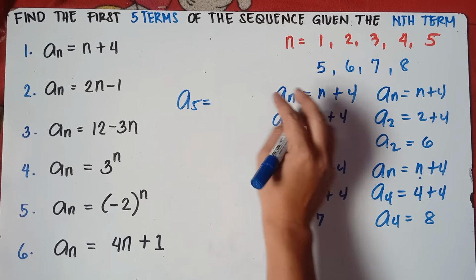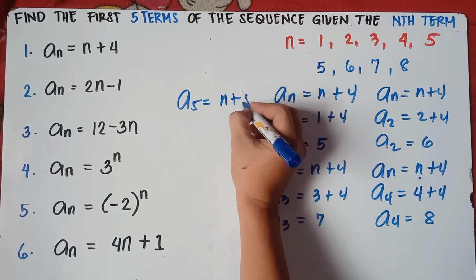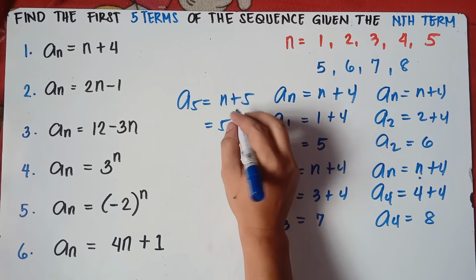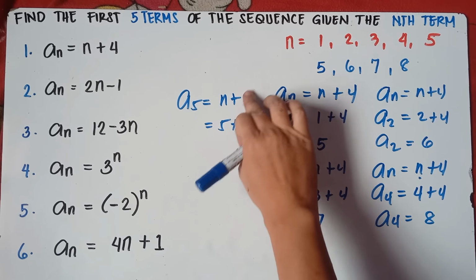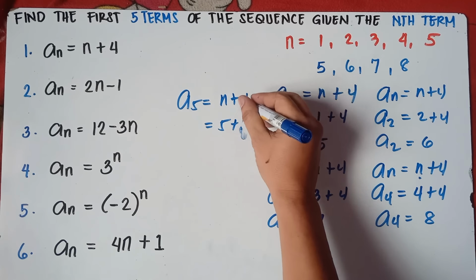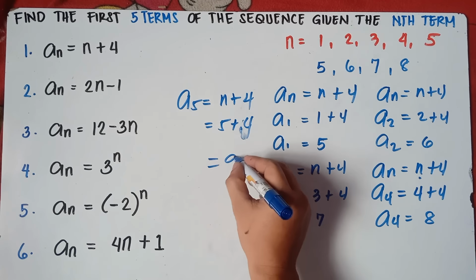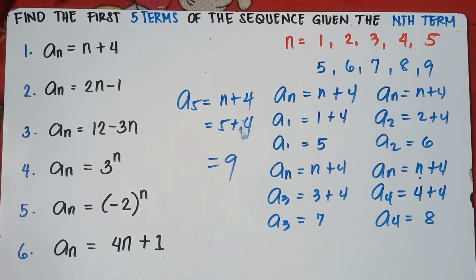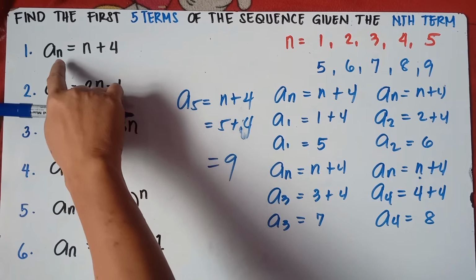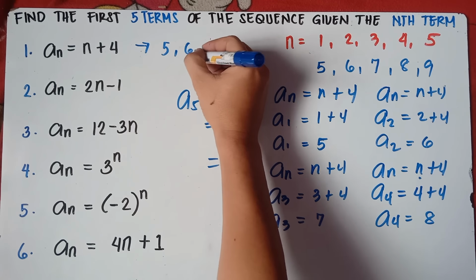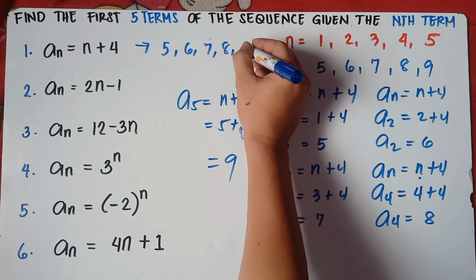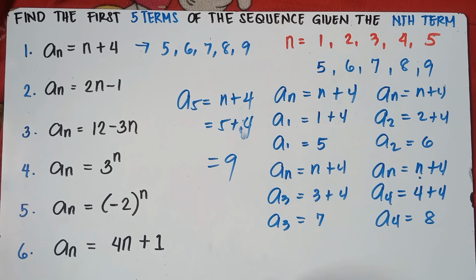And lastly, a sub 5 equals n plus 4, where n is 5. So 5 plus 4 from this equation, n plus 4. Your answer is 9. So this is the first 5 terms of this given sequence. We will be writing this answer here: 5, 6, 7, 8, and 9. That's the answer for number 1.